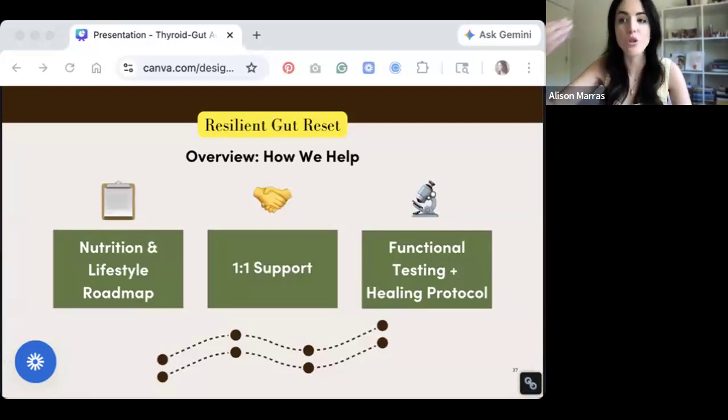Then we're going to actually support you through it. Okay. So you're never alone. If you have questions, we answer them and we're holding you accountable. Then we're doing testing, of course. So the functional testing and healing protocol that is so customized to you. All right.